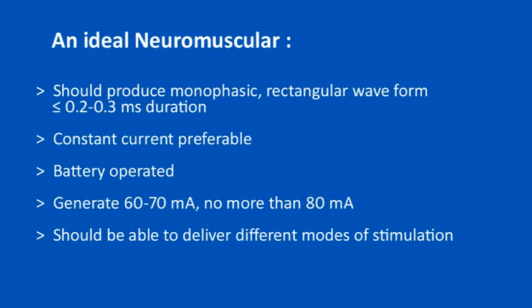An ideal neuromuscular monitor should produce a monophasic rectangular waveform of less than 0.2 to 0.3 millisecond duration. It should produce constant current. It should be battery operated. It should be able to generate around 60 to 70 milliamps, no more than 80 milliamps. It should be able to deliver different modes of stimulation.